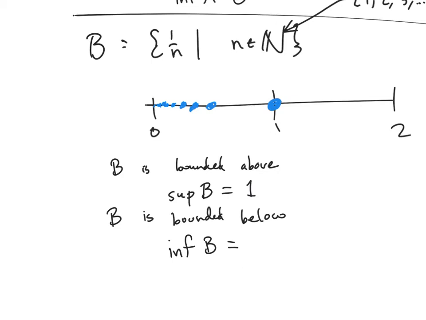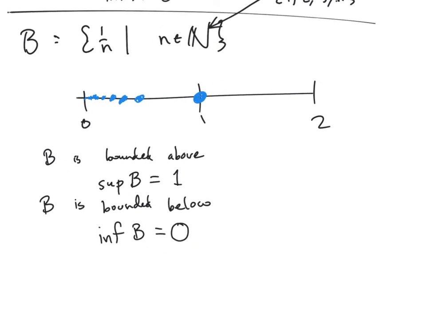In this case, 0 is a lower bound, and certainly anything bigger than 0 would not be a lower bound. What about 0.005? Is that a lower bound for B? It's not, because eventually when n is big enough, you will have a fraction which is to the left of that value. So in this case, the inf of B is 0.